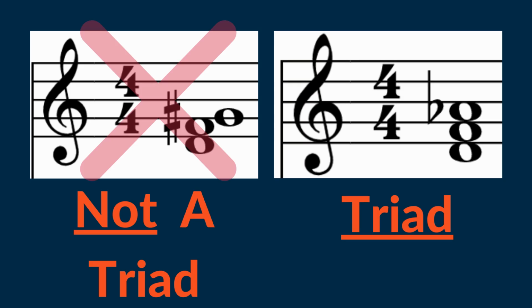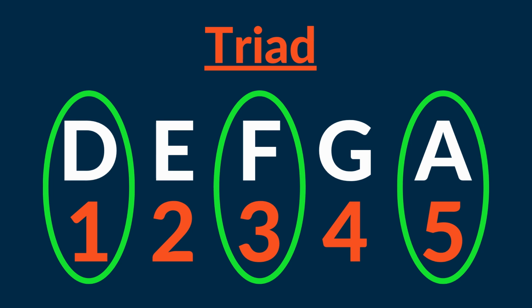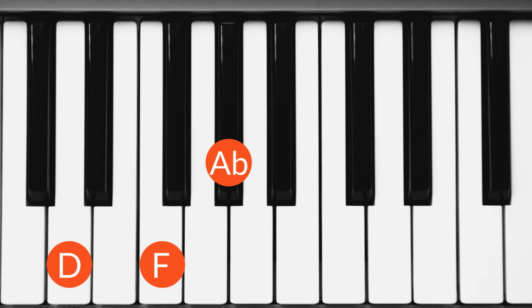But because it is a triad and we know it's stacked in thirds, we should know that the letters we have are D, F, and A. So our G sharp should actually be labeled A flat. So technically, the notes in our chord are D, F, and A flat.